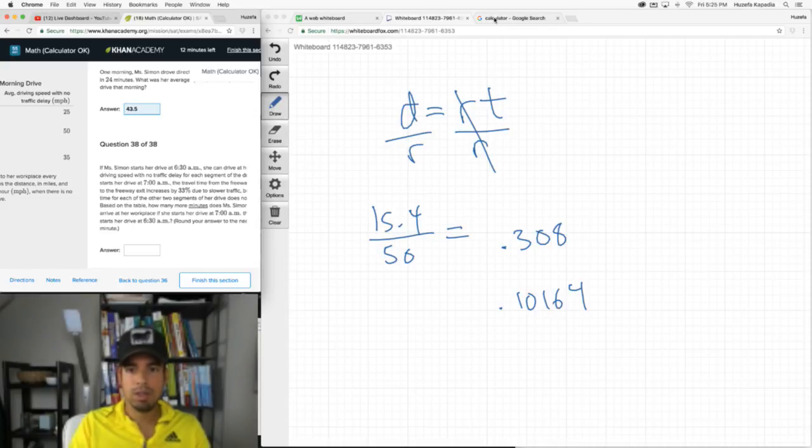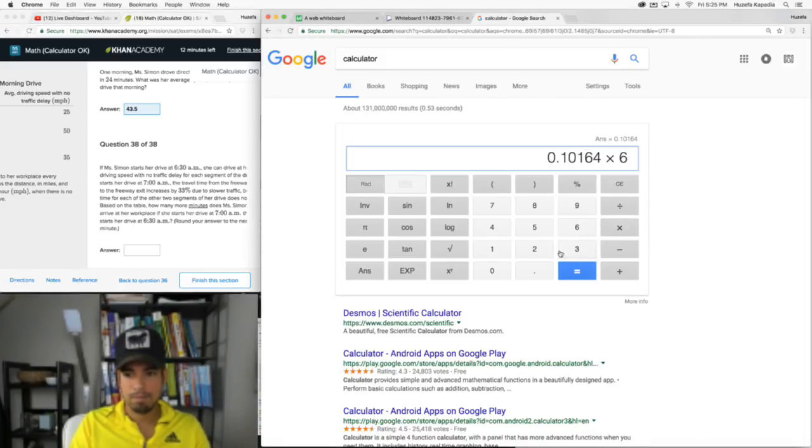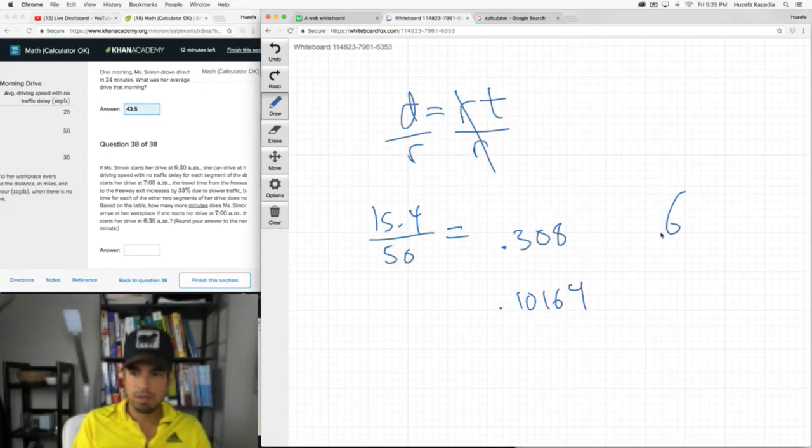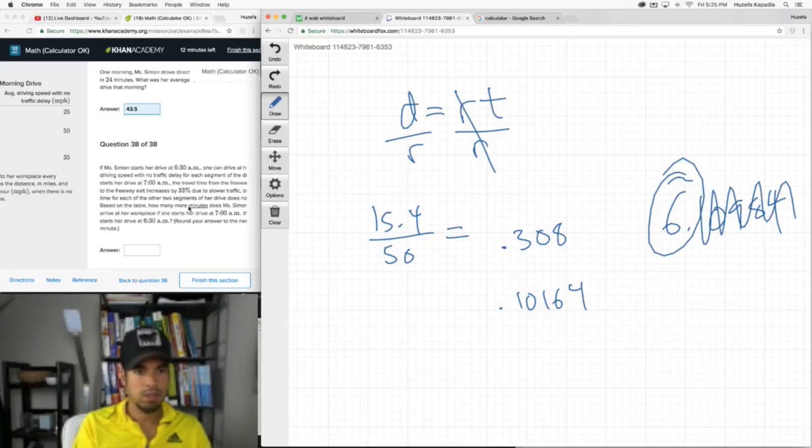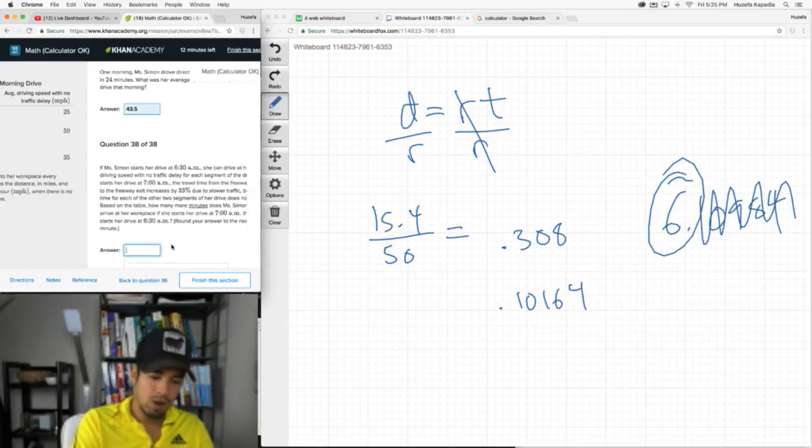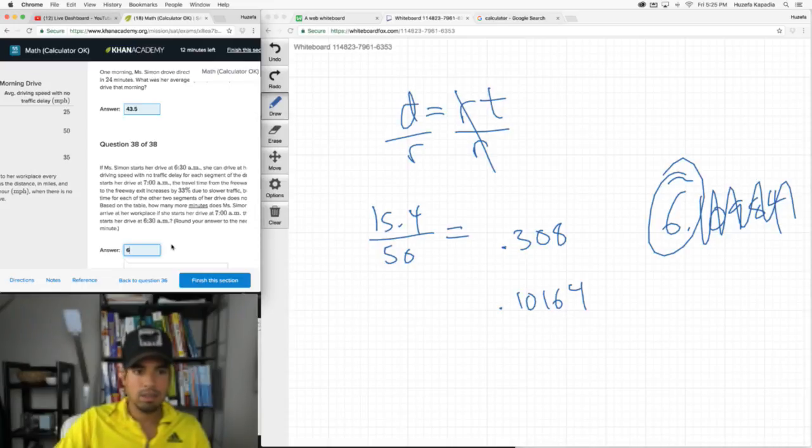But then we want it to the nearest minute. So this is in hours. Now we've got to multiply this by 60, right? Because it's hours to minutes, multiply by 60. And we get 6.0984. They said round to the nearest minute, so we just round to 6. So we've gone through this lightning fast.